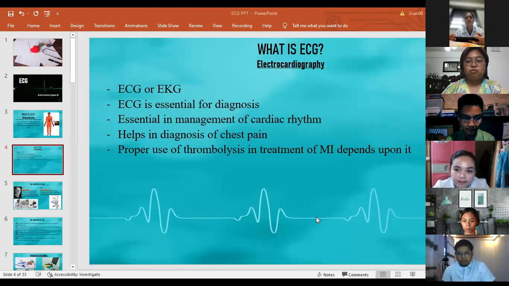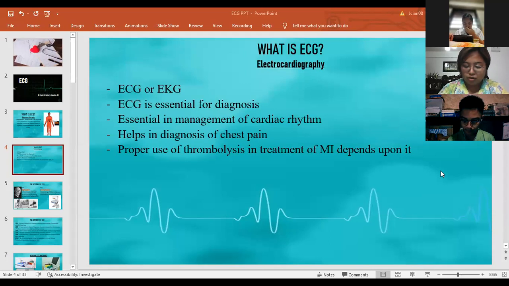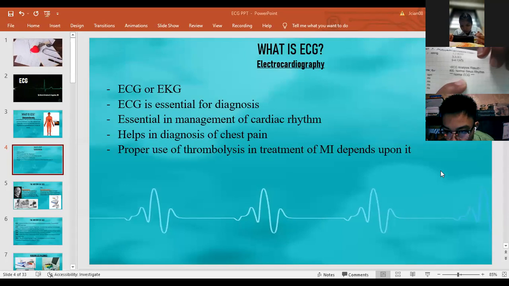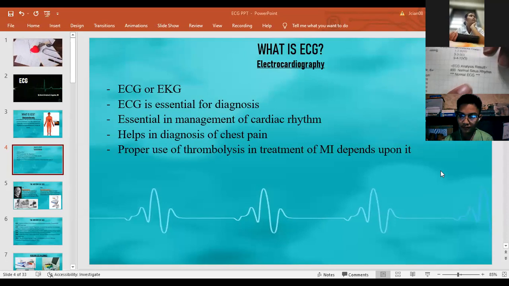Always after nyo mag-ECG, i-refer natin siya kay doc. Hindi porket sinabing normal ang lumabas. Parang example nito. Ayan. Normal ECG, sabi. Normal ECG.